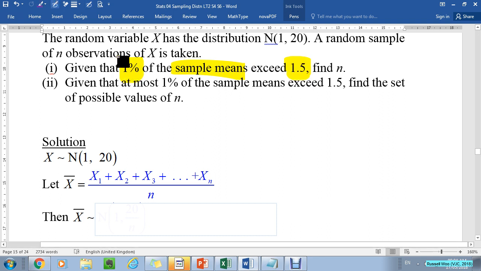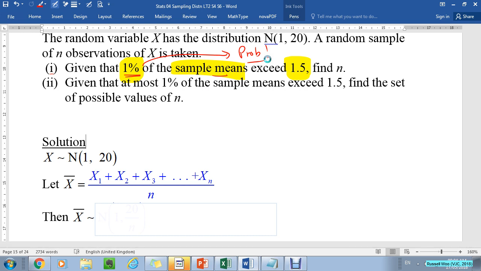Now, this is a very interesting way of putting it. 1% of the sample means exceed 1.5. That means we must translate it to probability. Does it make sense that if I tell you 1% of the sample means exceed 1.5, what they're saying is the probability of the sample mean exceeding 1.5 is 0.01. I say again, on average, 1% of the sample means may exceed 1.5. It means the probability that the sample mean exceeds 1.5 is 0.01.